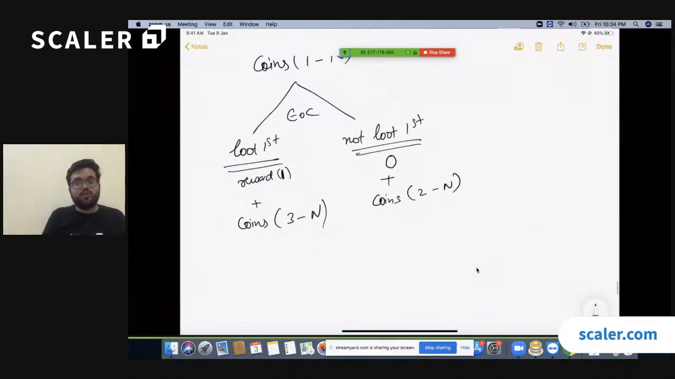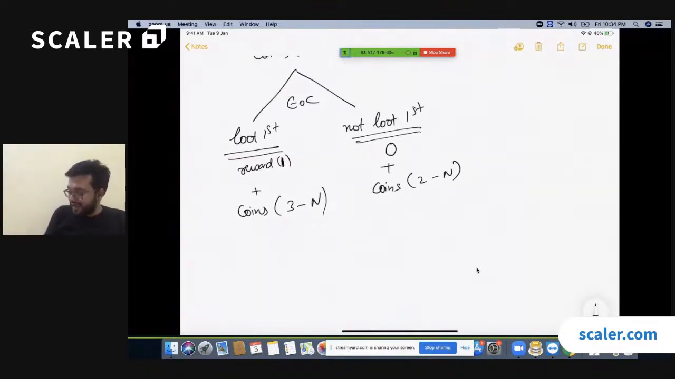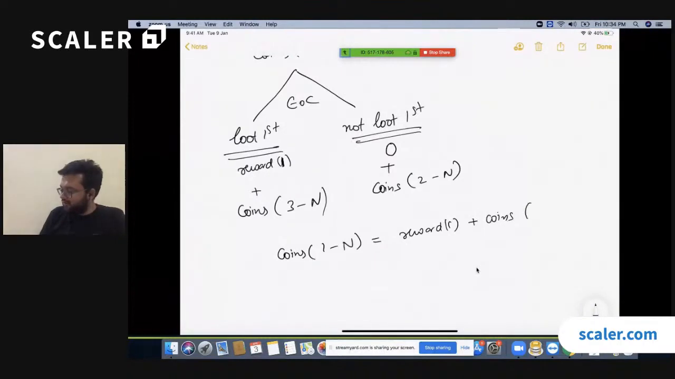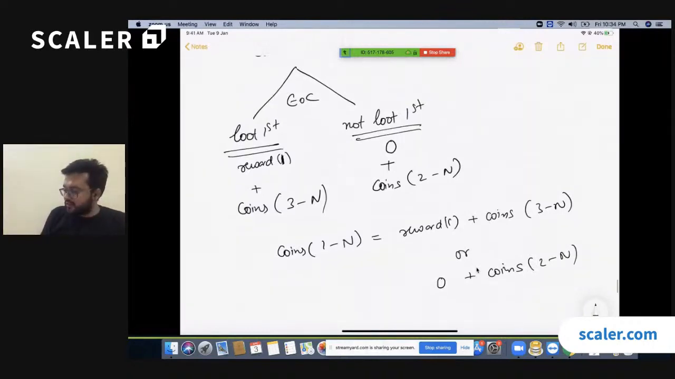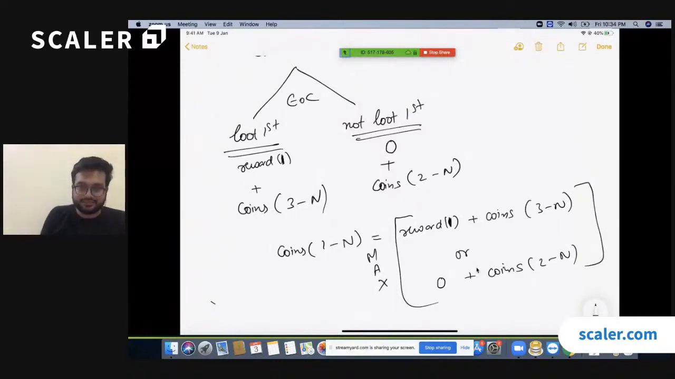So just by looking at this, you will realize that yes, there is optimal substructure, and I can represent my problem in a recurrence format. If I want to figure out 1 to n, I can say it would be reward 1 plus coins 3 to n, or the second option that I had was to not loot it and reduce into a problem of coins 2 to n. These are the two options that I had. I want to choose the option which will give me the maximum. So what will I do? I will explore both these options. Whatever comes out to be the maximum of the two, I will return that as the answer.